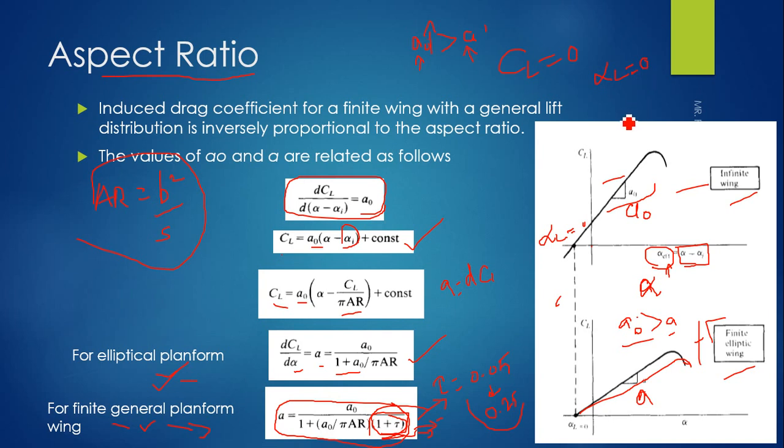Sir, your infinite wing means airfoil? Yes, yes. If the lift curve slope for the airfoil is greater, then when it is combined together as a wing, the lift curve slope will be less. Is it like that, sir? Yes, yes, correct. Just note this condition. Mainly, we have no need of the derivation part. Derivations are needed for research purposes, but don't think of them for study or for examination.